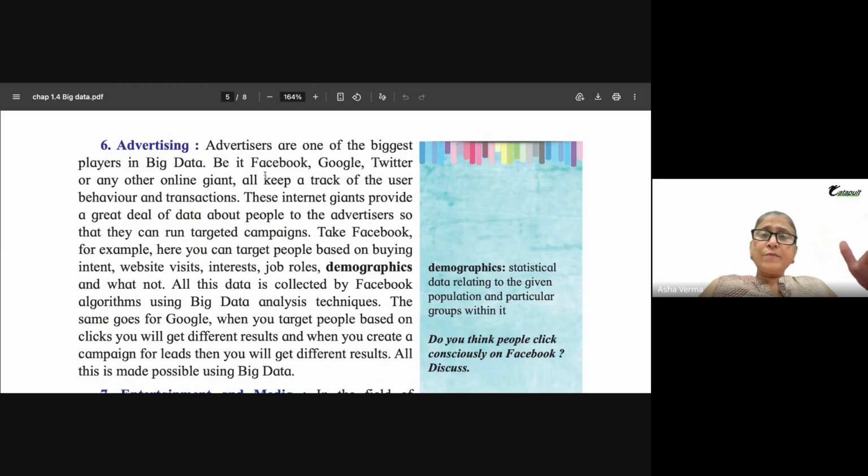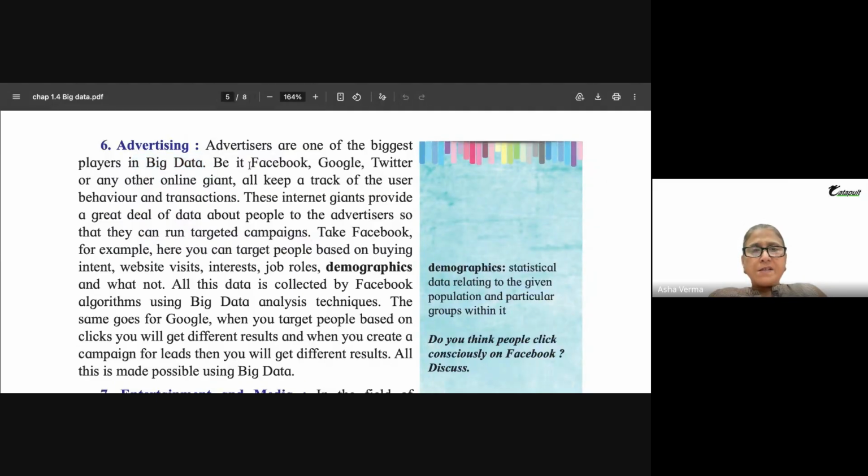You go to Facebook, you'll start getting ads of bags. You go to Google, you start getting ads of bags. You go to Instagram, you'll start seeing bag ads. This is because of the data. The fact that you were looking for a bag, now you'll be bombarded with possible bags for you to buy. Okay, so this is how advertising uses data.